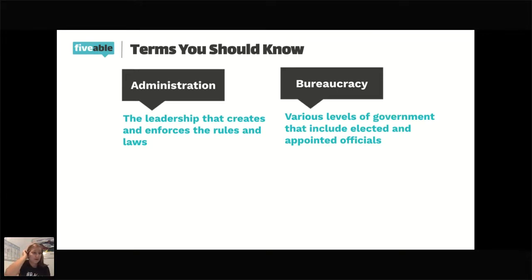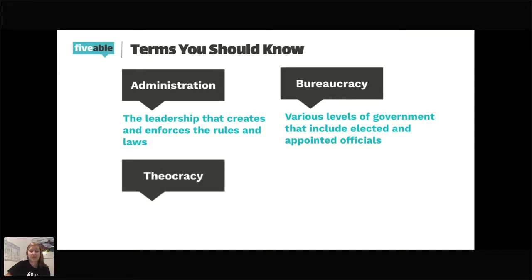So governments can be really, really big. Like the United States government, it's a huge government, and we have the federal government, we have state governments, we have local level governments. And then within that, we have all of these other departments and a lot of people that work in the government. And so that is the bureaucracy, all of the various levels of government. And it includes elected officials, people that we maybe vote into that position of power, and appointed positions. And so all of those different levels of government are the bureaucracy.